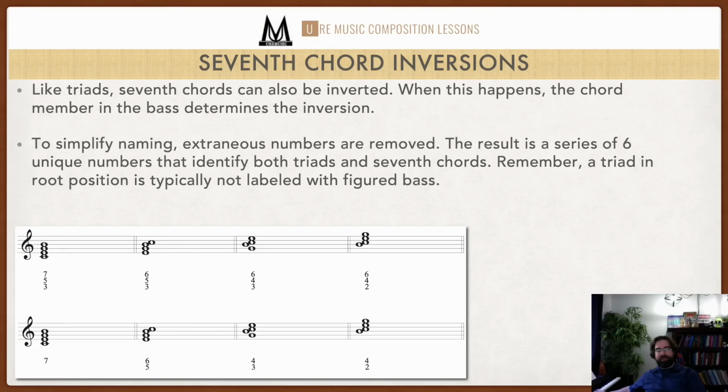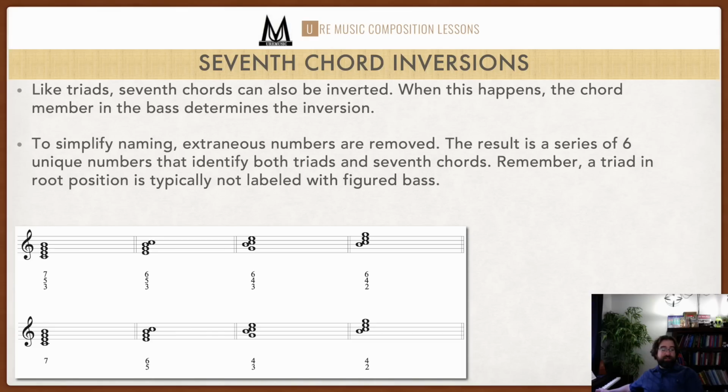If we look at the next chord, this is a 6, 5. So what we've done is we've taken the C and we have moved it up here to the top. So now the 3rd is in the bass. You could label this from top to bottom as a 6 because E to C is a 6, then E to B is a 5th, and then E to G is a 3rd. Or you could just call this a 6, 5, which is what we typically do.